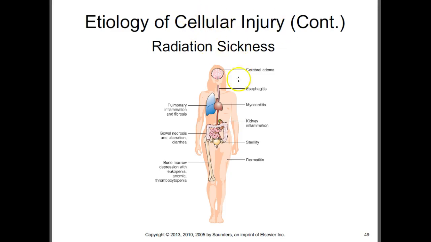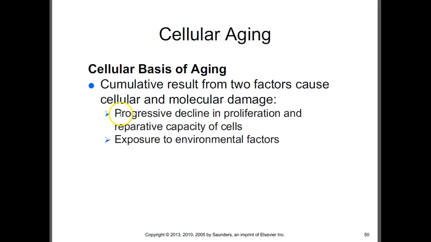some of the radiation sickness, cellular injury that you might see can lead to cerebral edema, esophagitis, myocarditis, kidney inflammation, sterility, dermatitis, bone marrow depression, and it can even go to leukopenia, anemia, or thrombocytopenia, bowel necrosis and ulceration and diarrhea, and pulmonary inflammation and fibrosis.